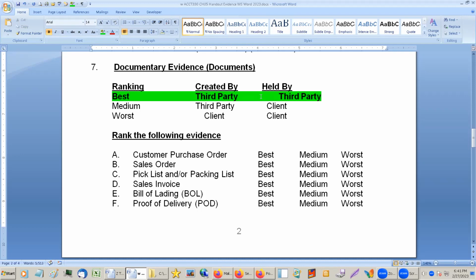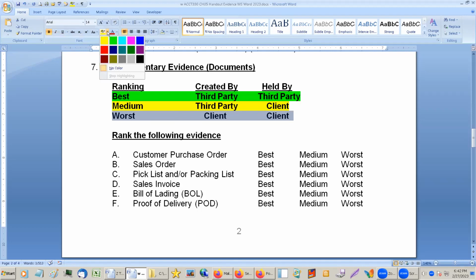Okay. The next best, or less worse, or however you want to put it, is created by a third party and held by the client. And the worst evidence is created by the client and held by the client.